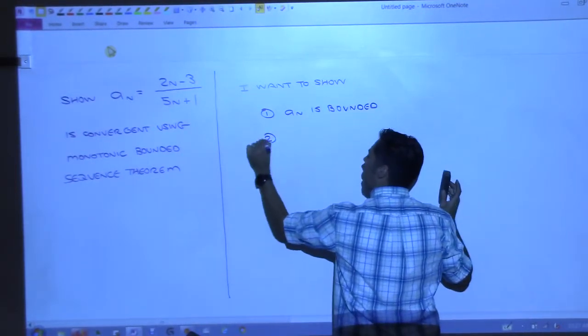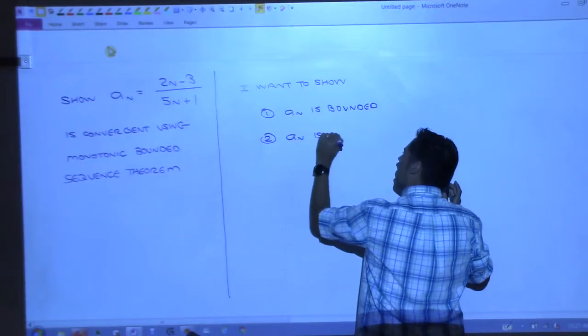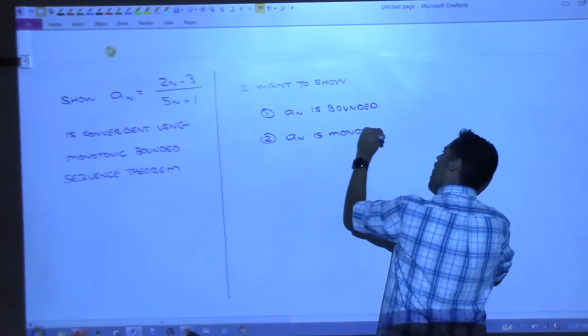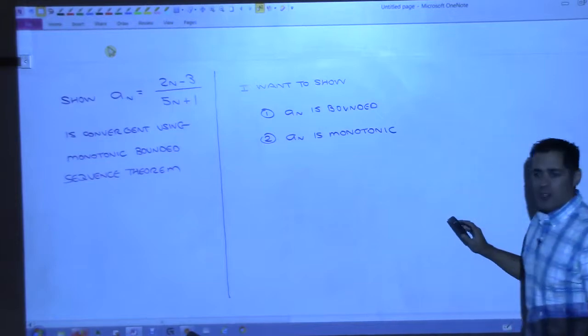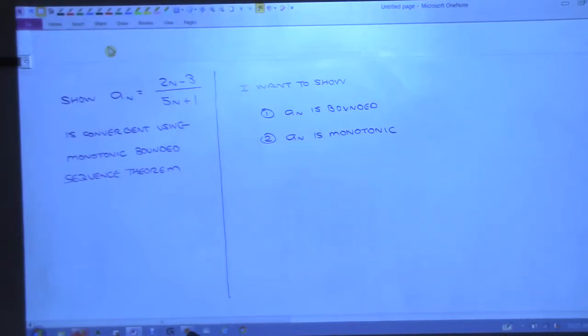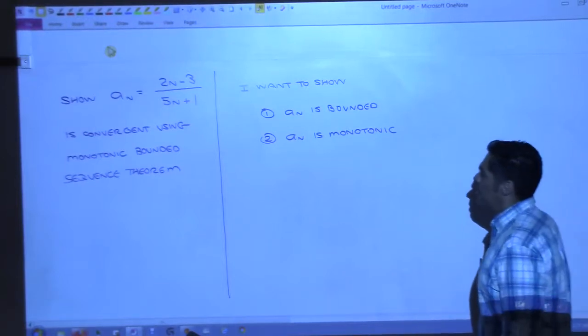Two, a sub n is monotonic. If I can show 1 and 2, I'm done. Agreed? Because that's what the theorem says. The theorem says if you're bounded and monotonic, you're convergent. Okay, so let's start on number 1.